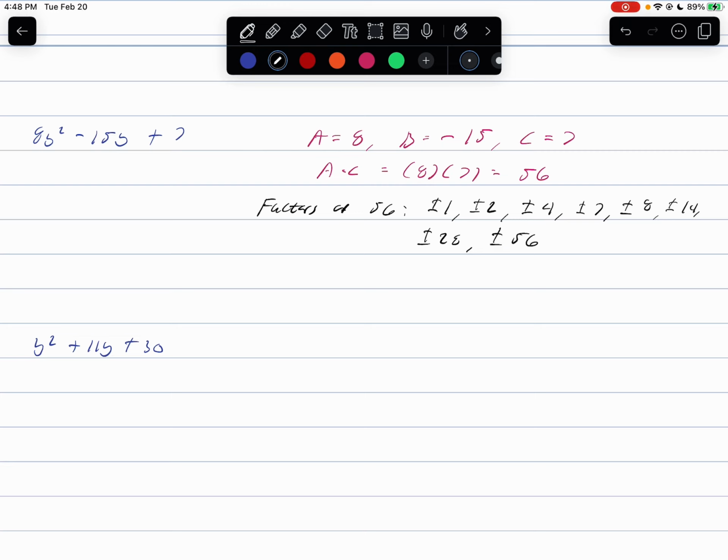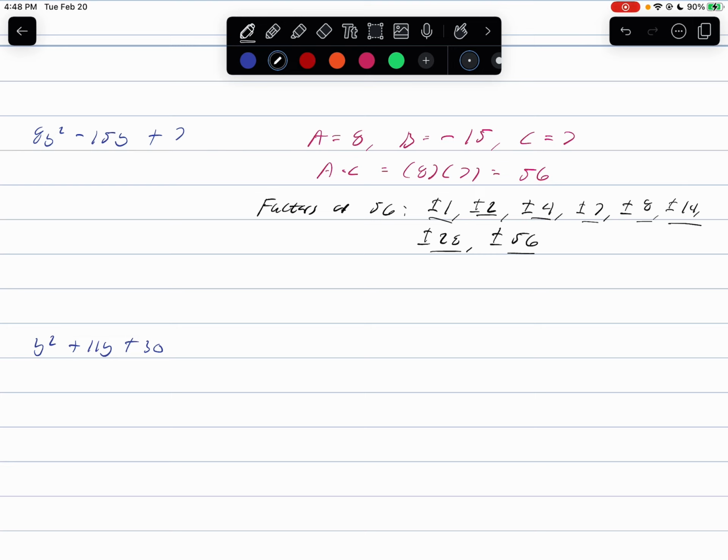And so we need to find some combination of these that multiply together to give us positive 56 and add together to give us negative 15. So we can look at them in pairs. So 1 pairs with 56. Okay. We have 2 pairs with 28, 4 pairs with 14, and 7 pairs with 8, okay? So we want ones that multiply together to give us positive 56 and add together to give us negative 15.